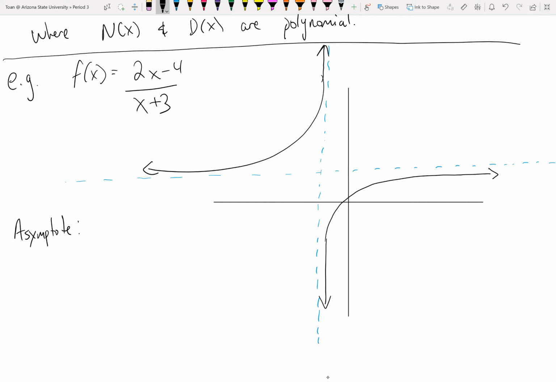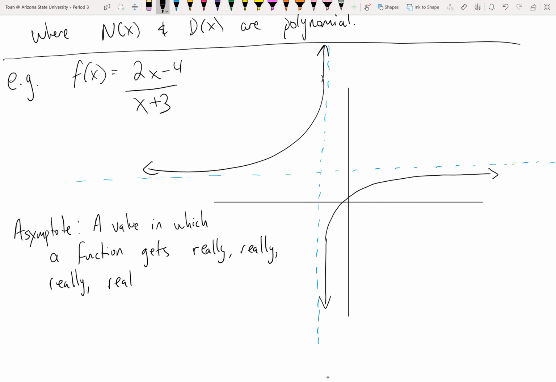And an asymptote is a value in which a function gets really, really, really, really, and did I mention really close to?